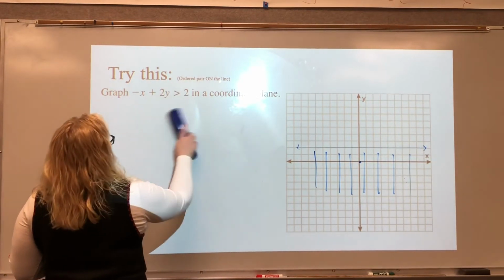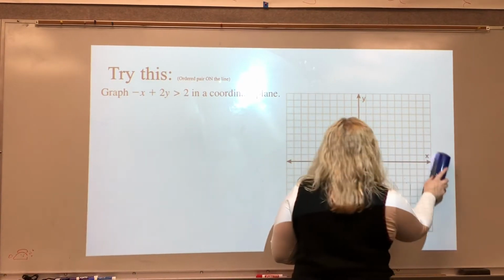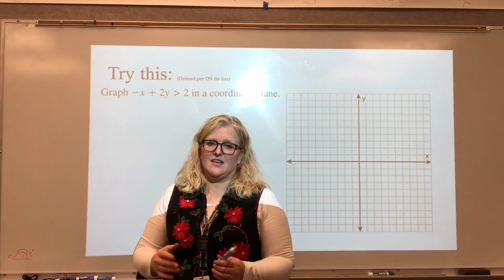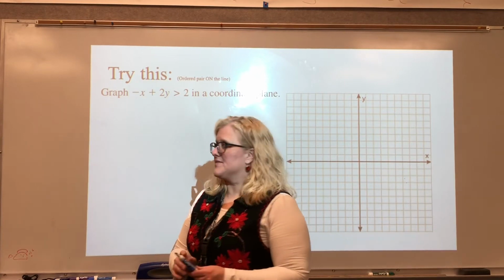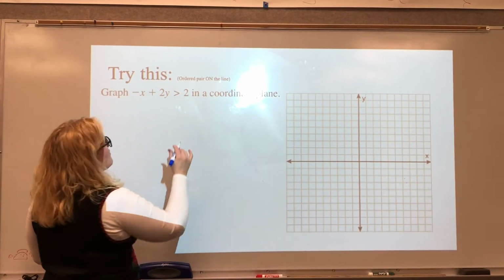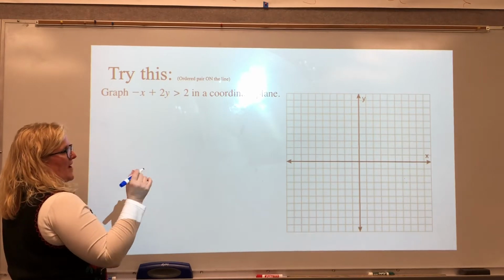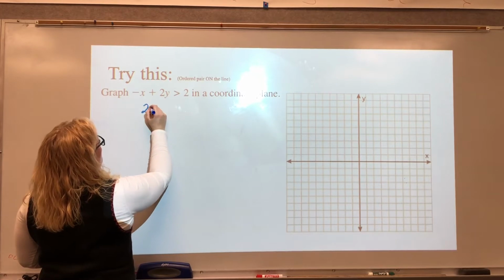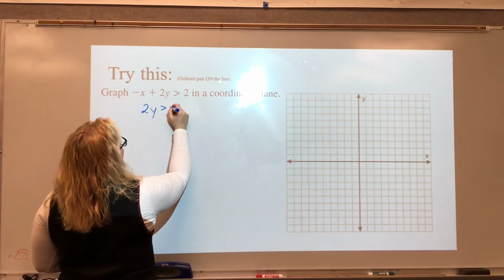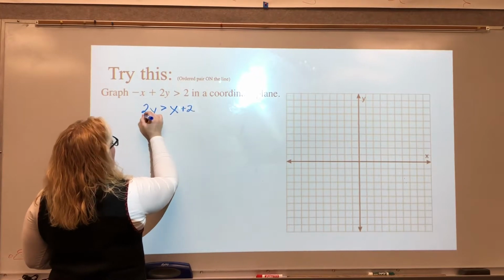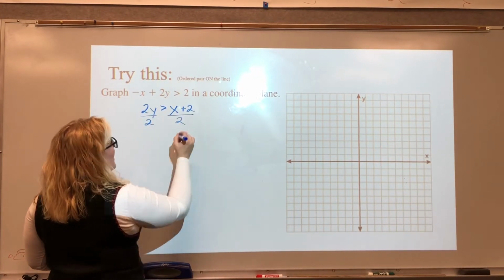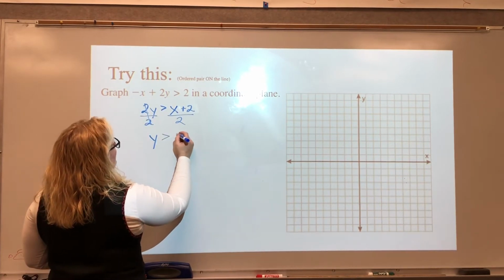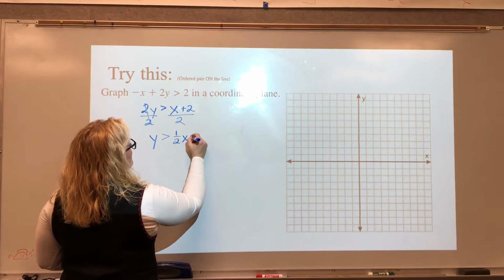All right, next one. This is a little bit different, a little bit more complicated. Again, you've got to know how to graph lines. Otherwise, it's going to be kind of tricky. So I'm going to make my boundary line. I'm going to add x to both sides. So I have 2y is greater than x plus 2. I'm going to divide by 2. And I did not divide by a negative, so I don't switch the sign. So y is greater than 1/2 x plus 1.